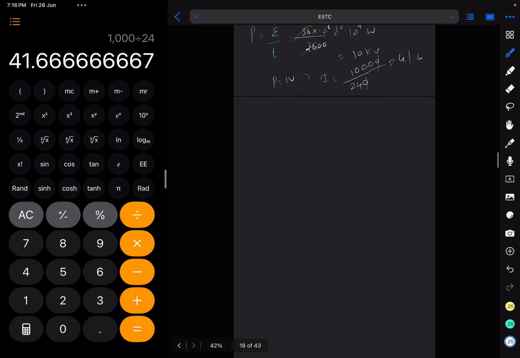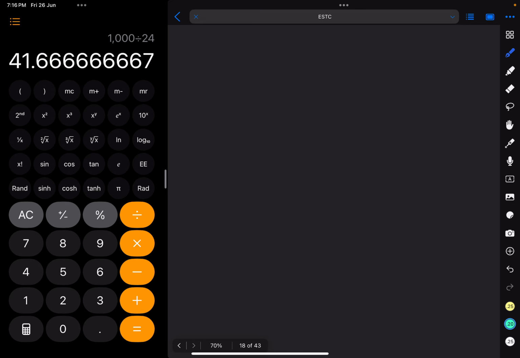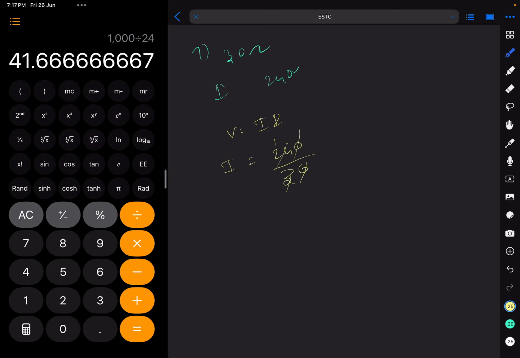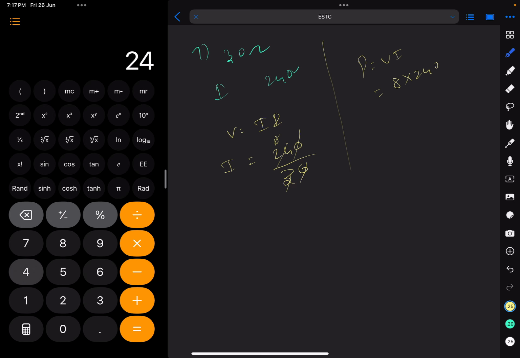Okay, electric kettle has 30 ohm resistance. Current they are asking, and 240 volt. Fine. V is equal to IR. What the hell, man? V is equal to IR. 8 ampere. Then they're asking the power. P is equal to VI. 8 into 240. 1920.